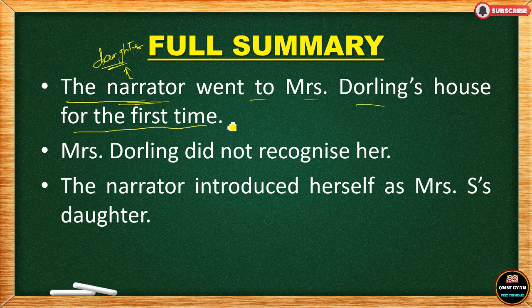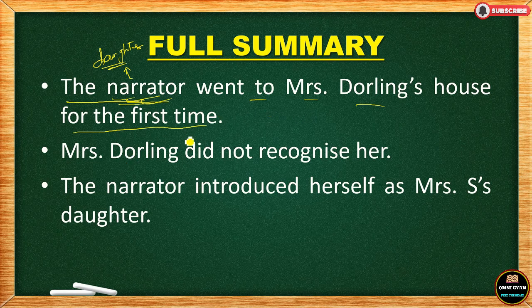ठीक है, so when mother died, actually, when this daughter was a very small child, she had seen Mrs. Dorling many times coming to her house, and the address of Mrs. Dorling was given by her mother only before dying, by the narrator's mother only before dying. So following that address given by the narrator's mother, she went to Mrs. Dorling's house for the first time.